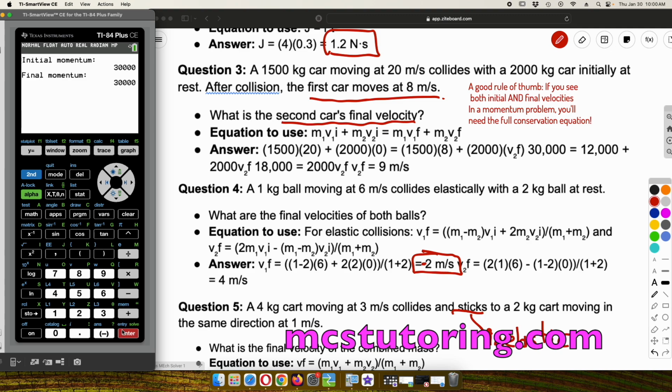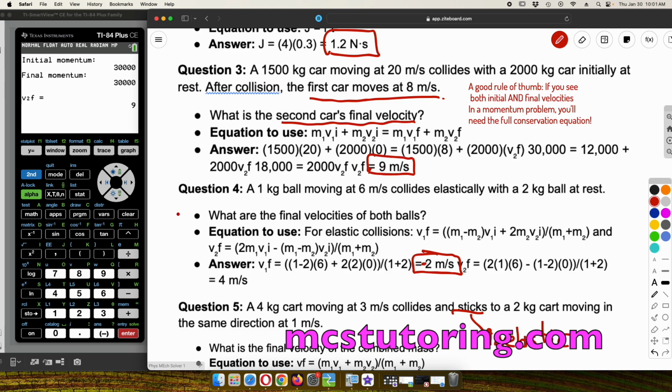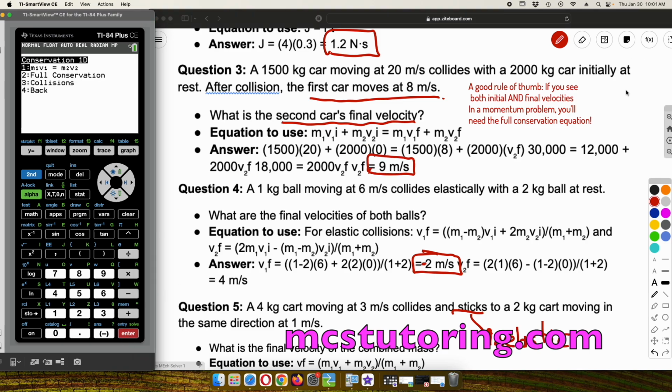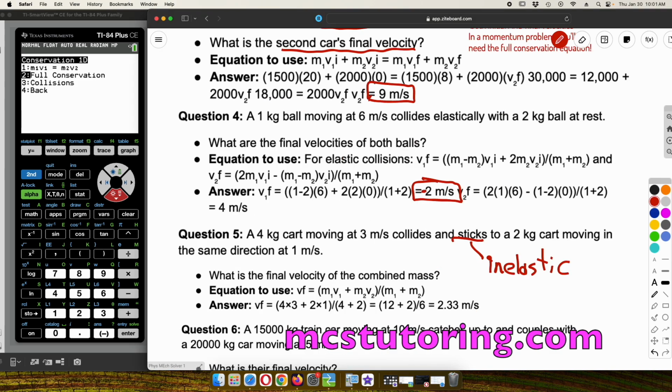Okay, and then we get the initial momentum, final momentum, and so on. And then V2 final, that's what we're looking for. This is just a conservation of momentum type of thing. After the collision, the V2 final, V2F, is 9, so 9 meters per second. Okay, we continue, and then we'll go down a little bit, down here, I mean.